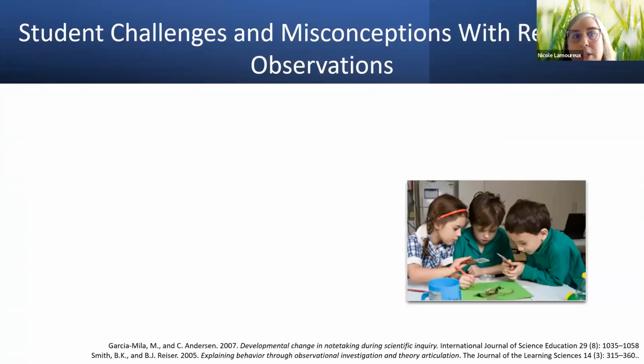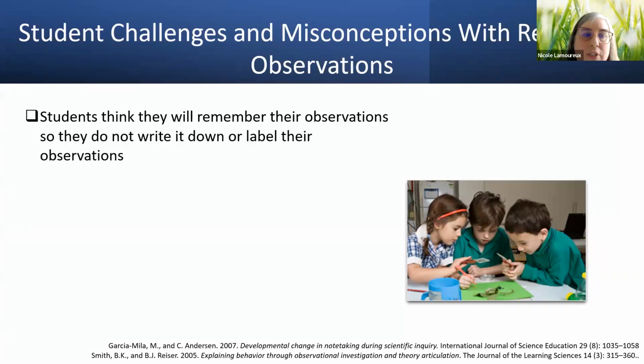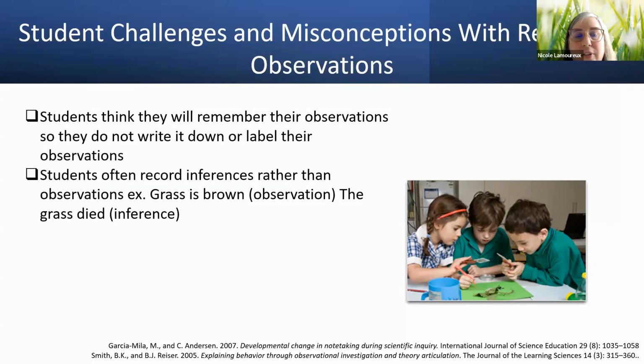Okay, so we're going to talk about the challenges and misconceptions with recording observations. So students think they will remember their observations and they don't need to write or label them. I think a lot of us have experienced that with agendas as well. And we'll talk about what to do in these situations. Students often record, and this is something we do naturally, we often jump to making inferences rather than an observation. So for example, the grass is brown is an observation. The grass died is an inference. So the student might just write in their recording, the grass died, instead of actually describing.